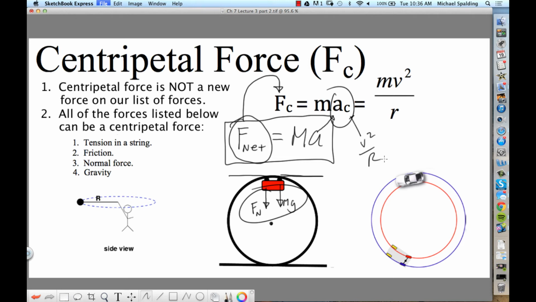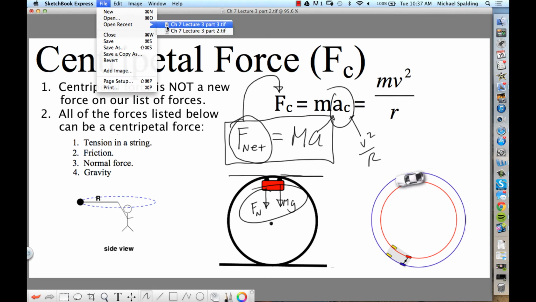In this chapter, we just have a new a. It's a centripetal acceleration. It's the same basic thing you did in chapter 4. If you hated chapter 4, you're going to hate chapter 7. Although now's your opportunity to love it. Chapter 4 was summing forces. So now we're summing forces again, but with centripetal accelerations. All right, so let's try a problem here.